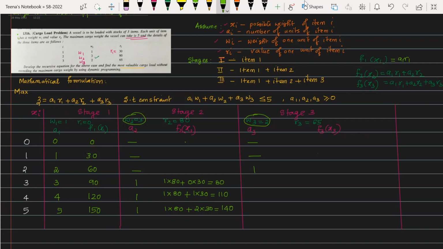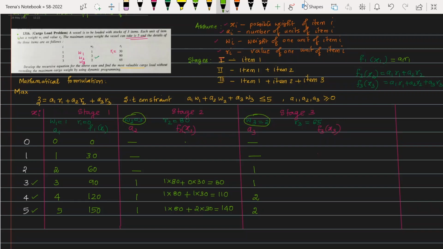Now when xi equal to 3, again 1 unit of item 3 only can be considered. So when xi equal to 4, 2 units of item 3 can be considered. When xi equal to 5, 2 units of item 3 again can be considered, no more than that. Now let us fill our fi xi value.